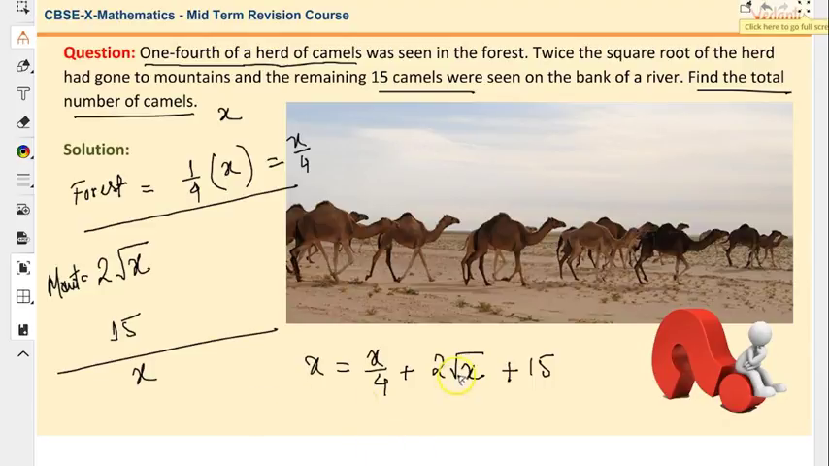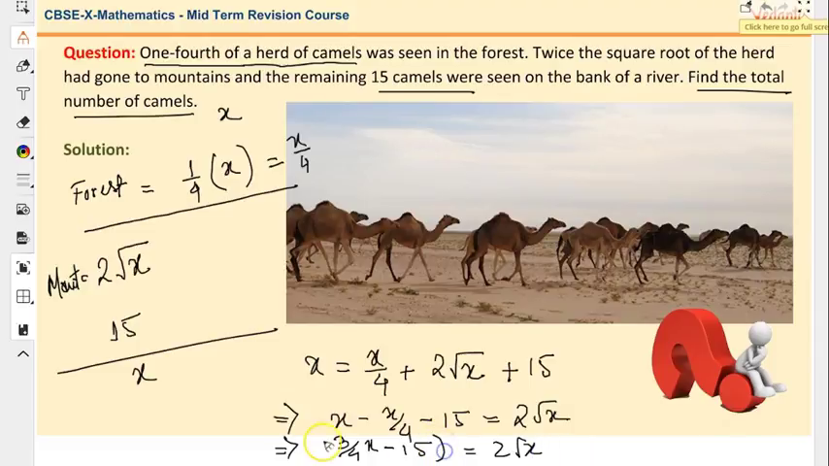Now how to simplify this is very simple. You have something like root x, so it's better you keep it on one side and the rest of the terms on the other side. That means x minus x by 4 minus 15 is equal to 2 root x. If I simplify this, I will have 3 by 4 x minus 15 is equal to 2 root x. Now you can square both sides. If you square both sides, this square root will go and you will have a simple equation in terms of quadratic equations. Once you have a quadratic equation, you know how to solve it, right guys?